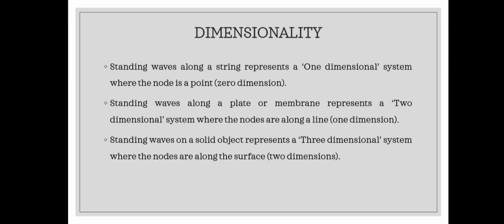Alright, so far we've been looking at standing waves along a string, which represents a one-dimensional system where the node is a point, which is 0 dimension. Now you can extend this concept to higher dimensions. So standing waves along a plate or a membrane represent a two-dimensional system where the nodes are along a line, which is one dimension. And standing waves on a solid object represent a three-dimensional system where the nodes are along the surface, which is 2 dimensions. So this concept of standing waves along 2D and 3D objects is nothing but mode shapes. They are a vast topic in themselves, and we'll definitely cover them in separate videos in the future.